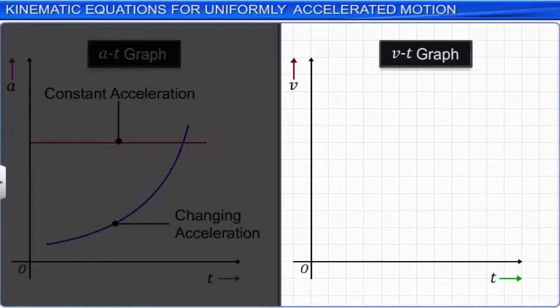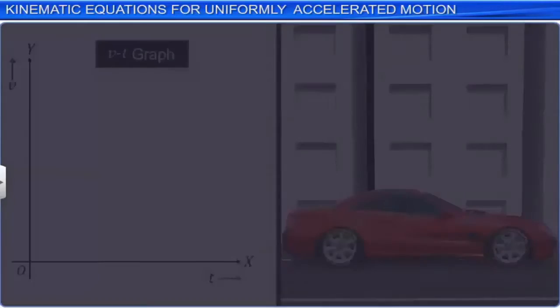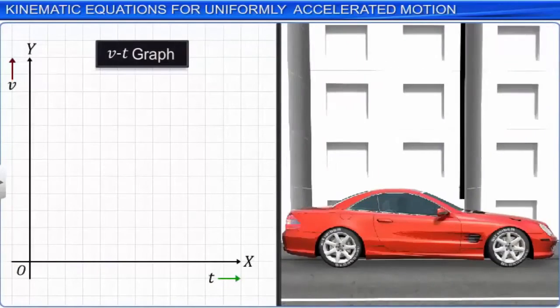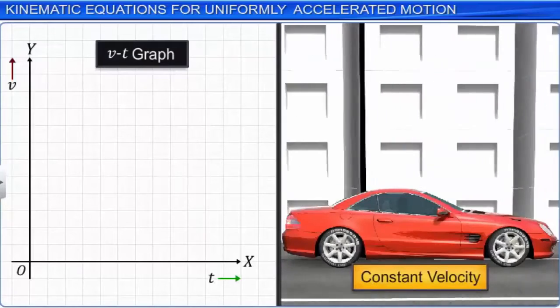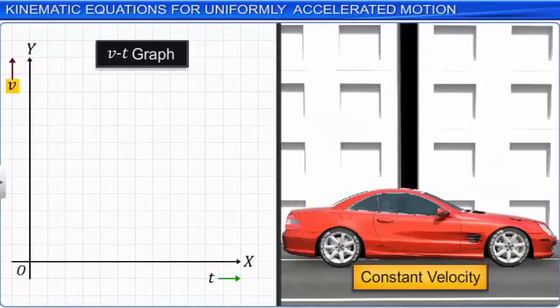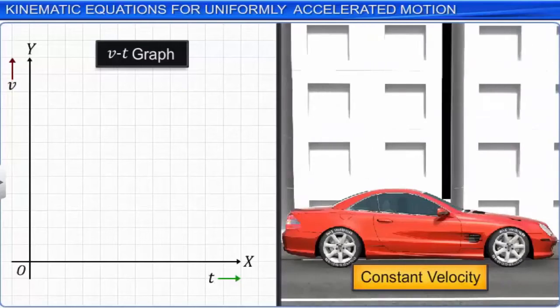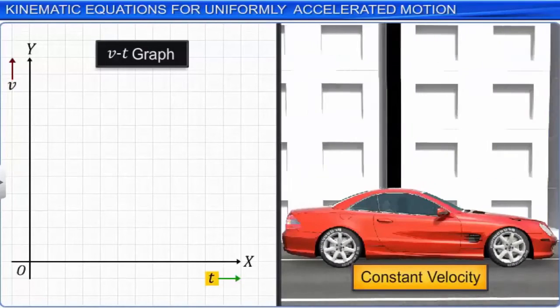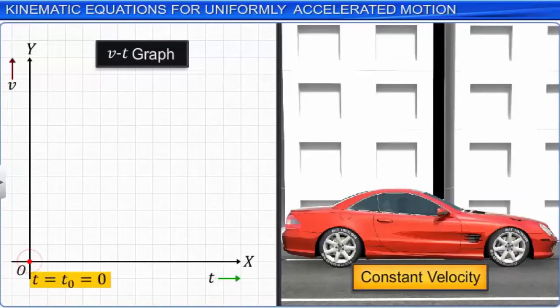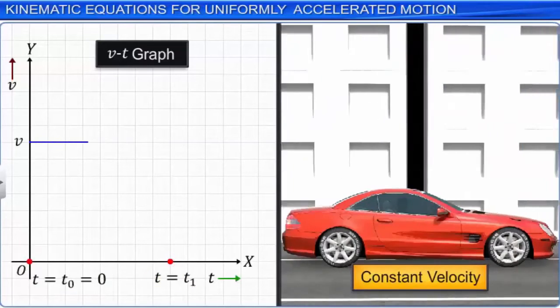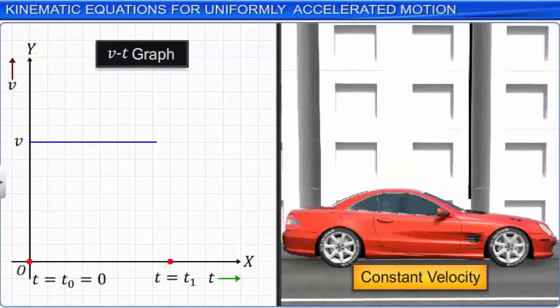This graph actually helps find the displacement of a body. Let us consider an example where a body is moving with a constant velocity, v, during the time interval t, where t is equal to t0, which is 0, to t is equal to t1. Let us draw the VT graph representing this motion of the body. We get a line parallel to the x-axis.